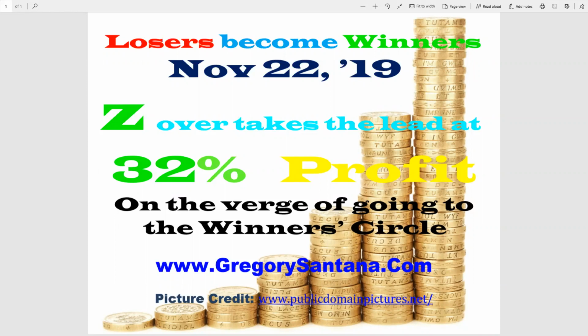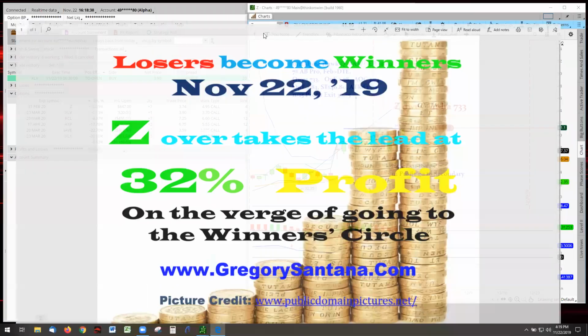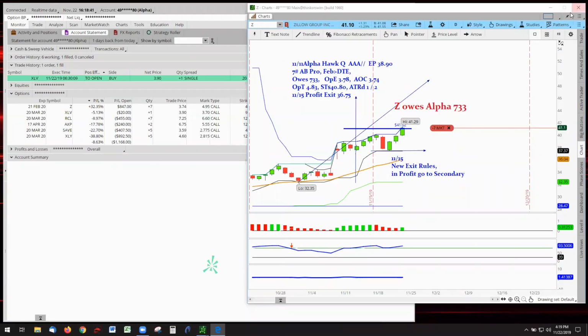Two losers become winners. Look at this. Z takes over the lead and is on the verge of going to the winner's circle. Let's go look at that chart. And there it is. Zillow is right there. And like I said earlier, once we break into this line, we should be in profit, overcoming the odds. Sure enough, we are at 847. So we're 100 bucks over.